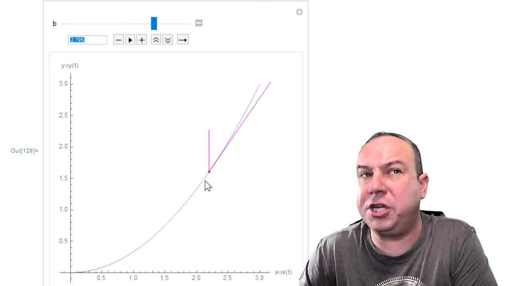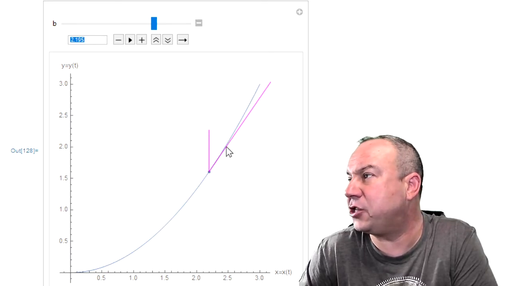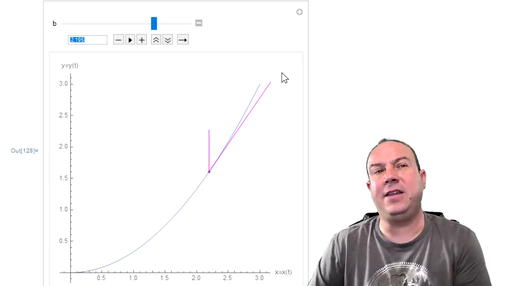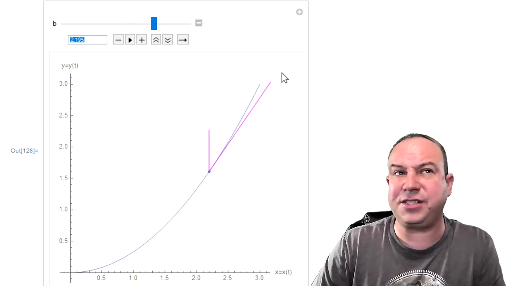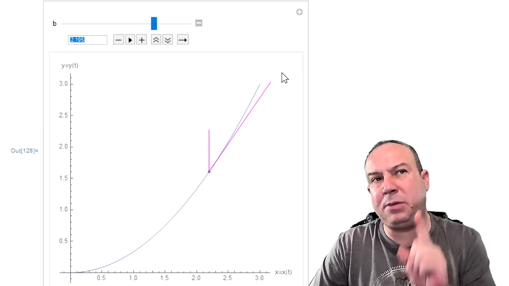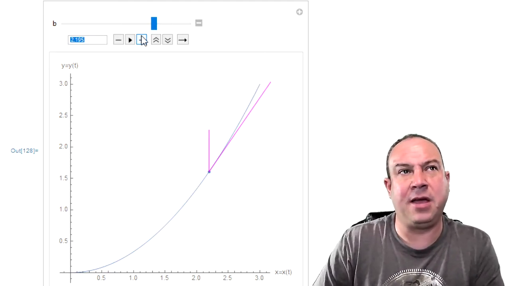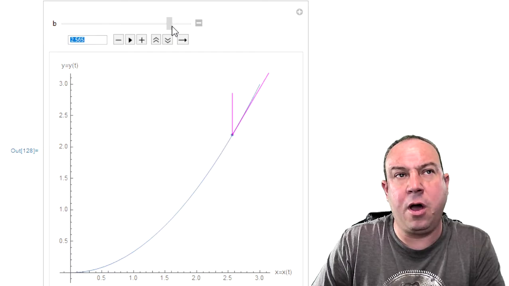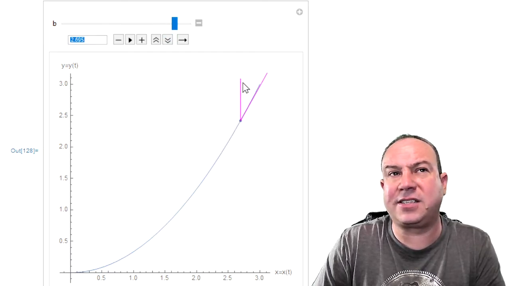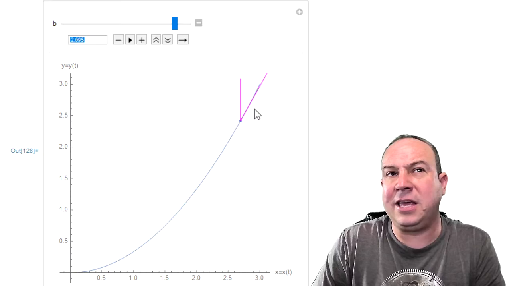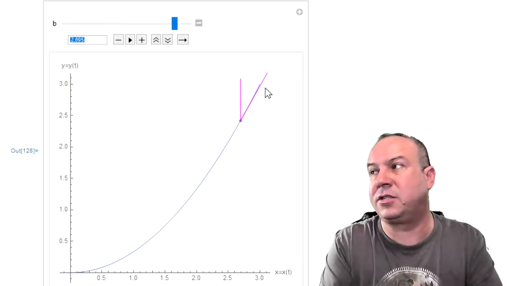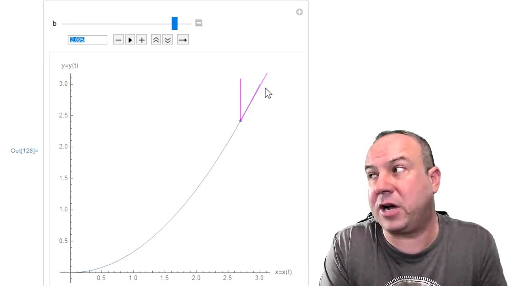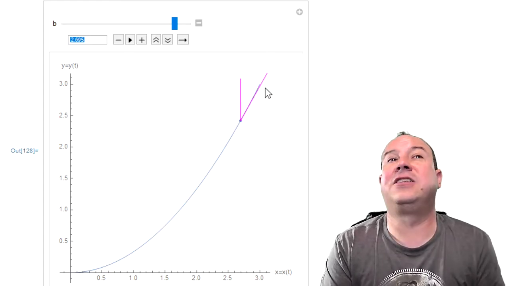A good portion of the acceleration vector is actually pointing in the direction of the velocity vector, indicating that a good portion of our change in velocity is due to the fact that we must be speeding up at that point in time. And you'll notice as I scroll forward, more and more of this acceleration vector starts to point in the direction of the velocity vector, meaning more and more of my acceleration along this curve, as time progresses forward, is due to speeding up as opposed to turning.